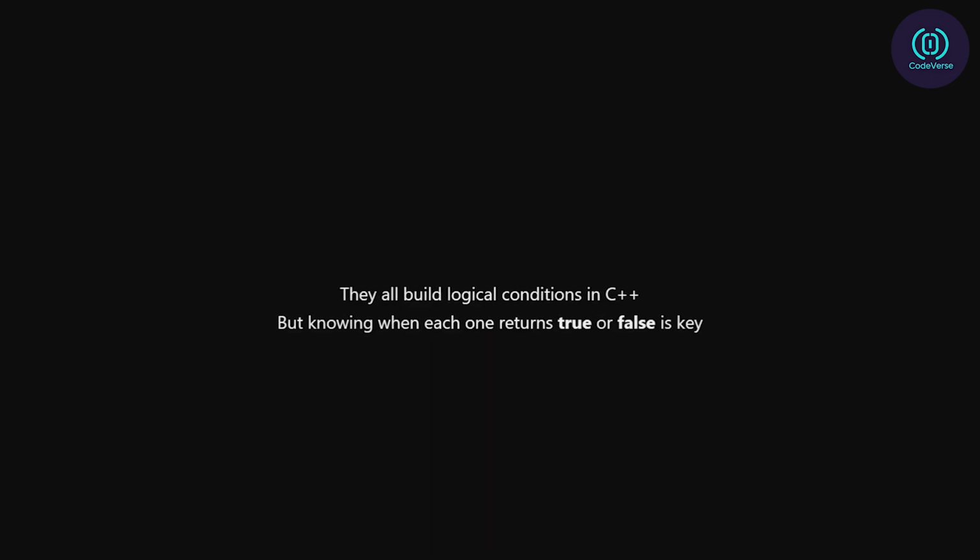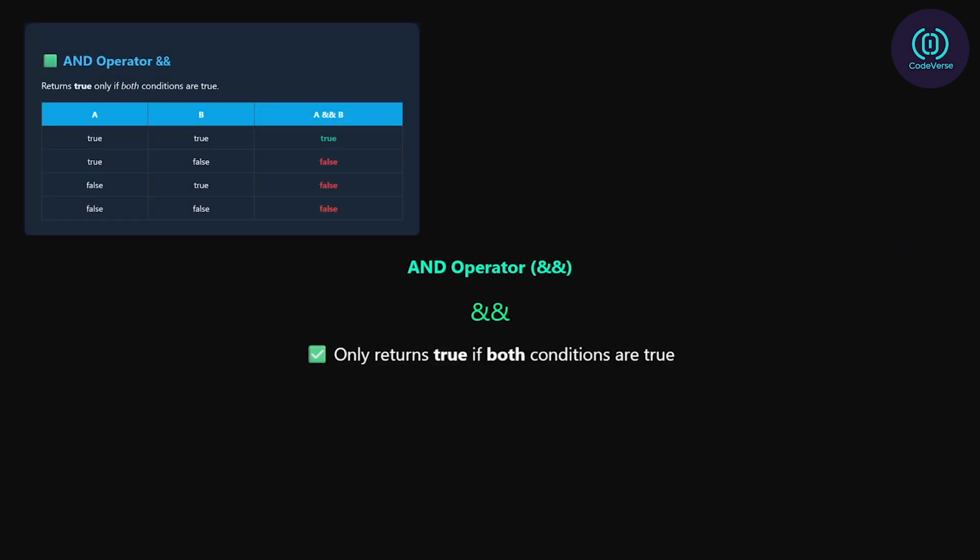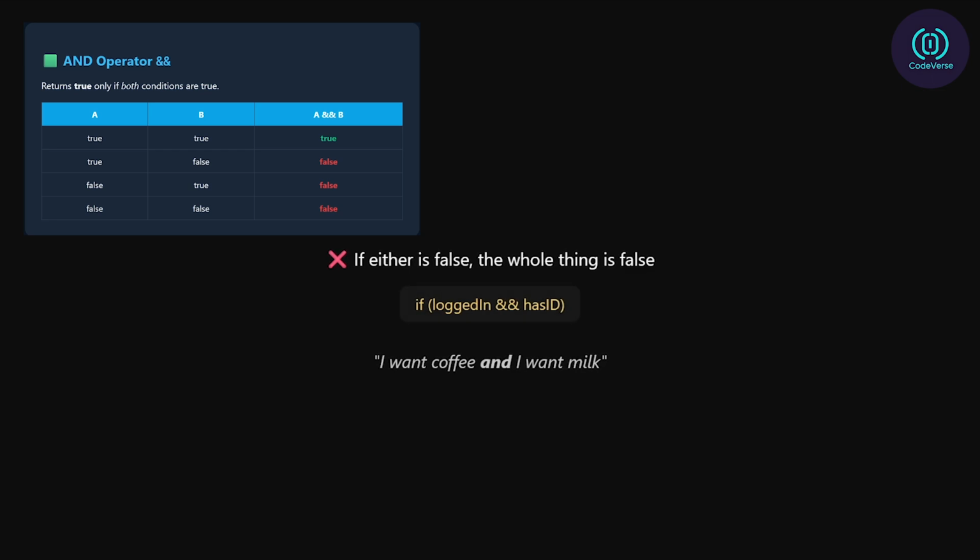These operators allow you to build logical conditions in C++. But the key is knowing when each one returns true, and when it returns false. Let's break them down. First, the AND operator. It only returns true when both conditions are true. If either one is false, the whole expression is false.